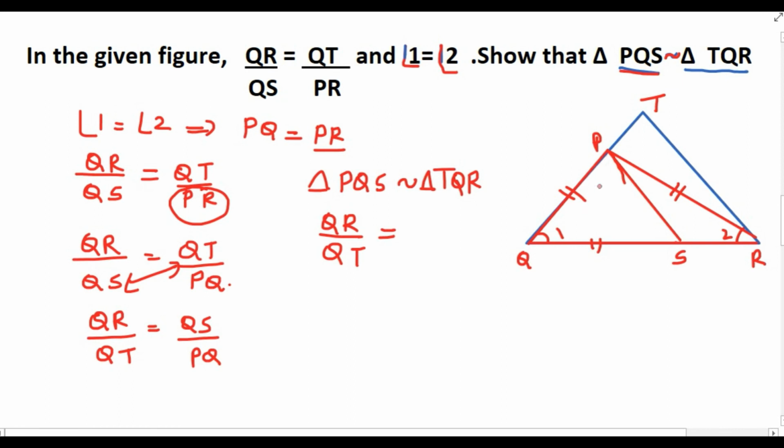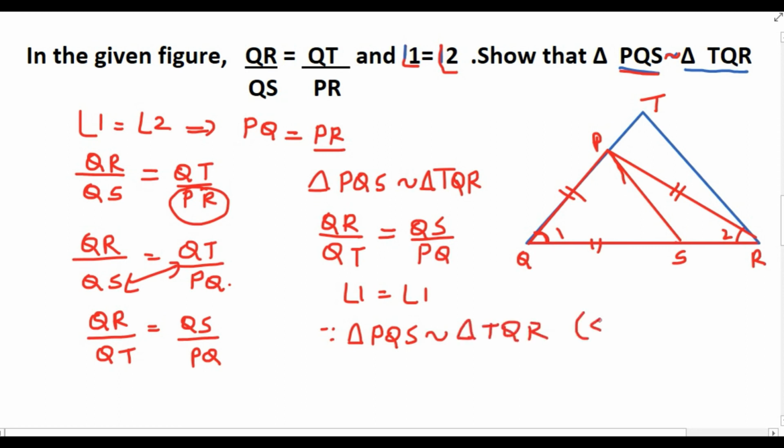Again I can write QS divided by PQ, and angle 1 is common for both these triangles. So I can easily write triangle PQS is similar to triangle TQR by SAS similarity criteria. These two triangles are similar.